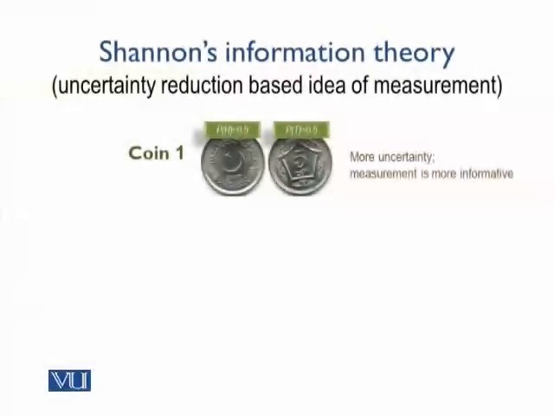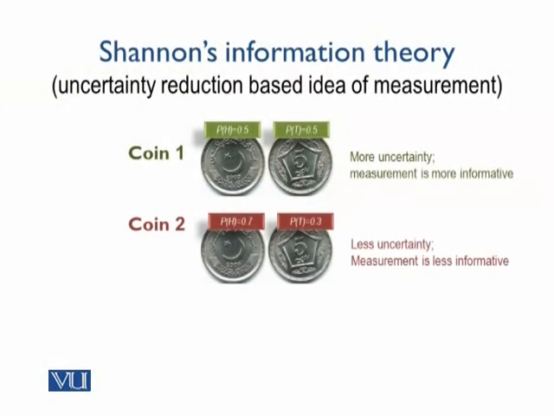In such a case, we have maximum uncertainty. And on performing the experiment, the observation that we make is the most informative that we can have with a coin, because a coin can only have 2 outputs. If both of them are equally likely, we have maximum uncertainty. And the measurement that we take in such a case would give us the most information. Now consider the case in which you have a biased coin.